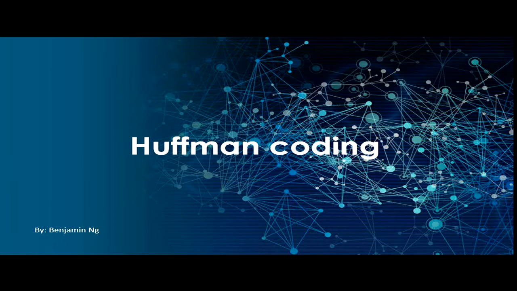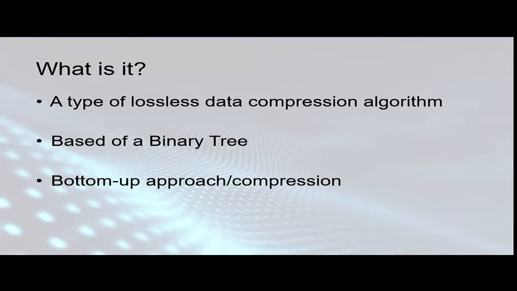So today I'll be presenting on Huffman coding. So what is Huffman coding? Background first, before I jump straight into it: Huffman coding is a type of lossless data compression algorithm. It's based off a binary tree and uses the bottom-up approach to construct the binary tree. This is one of the optimal ways of lossless data compression.